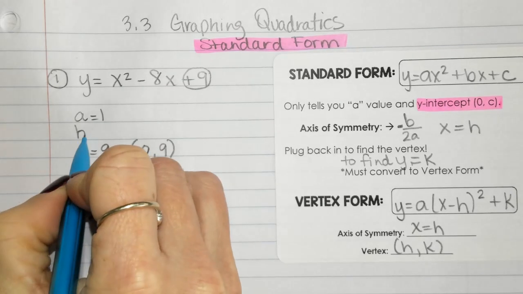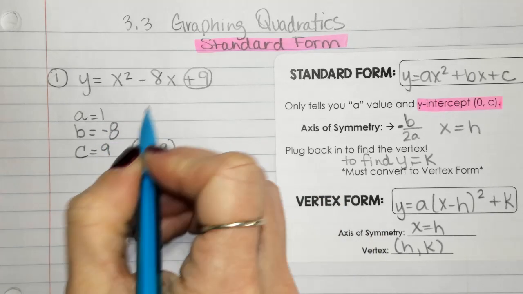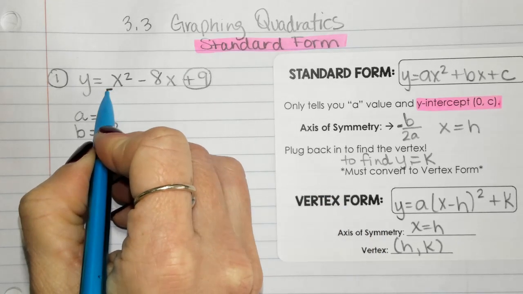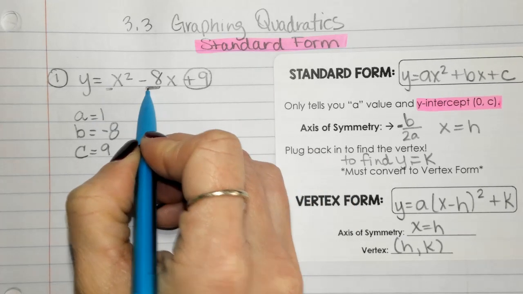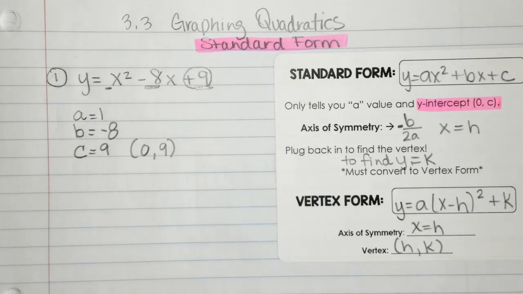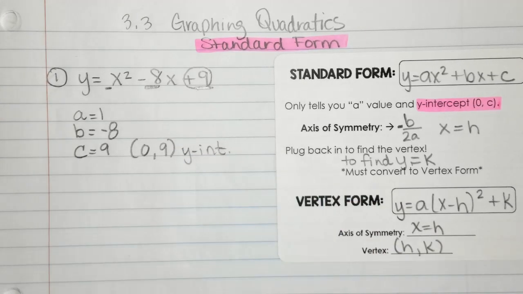And then B, so we identify A, B, and C, will be negative 8. A is whatever is in front of the x squared, just a 1 there. So I was able to identify all three. This is my y-intercept.